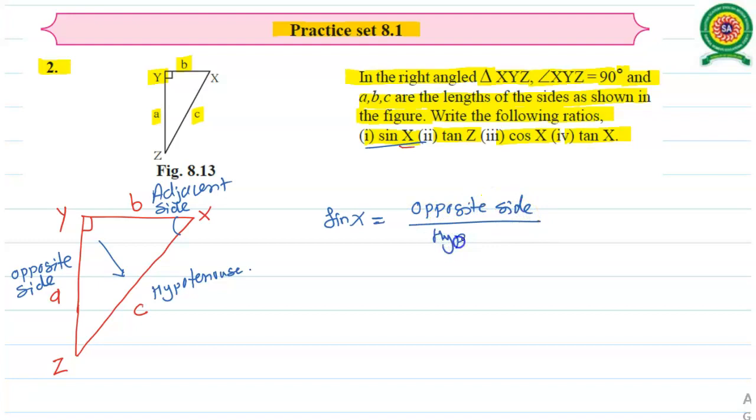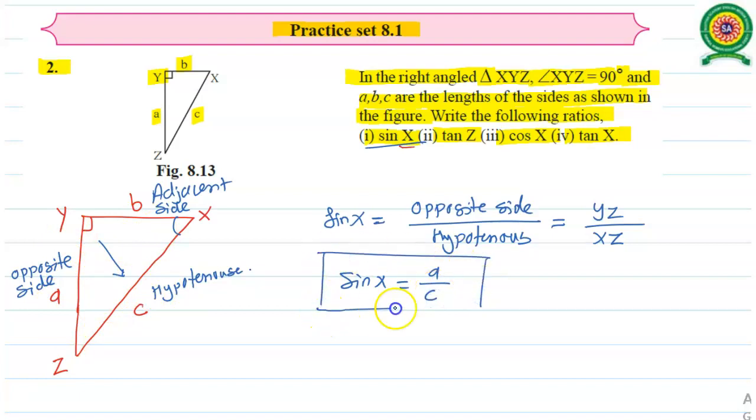So which is the opposite side here? We have the opposite side of angle x is YZ, divided by hypotenuse, we have XZ. So what is the value of YZ and XZ? As per the given triangle, we have YZ equals a and XZ equals c. So the ratio sin x is equal to a by c.